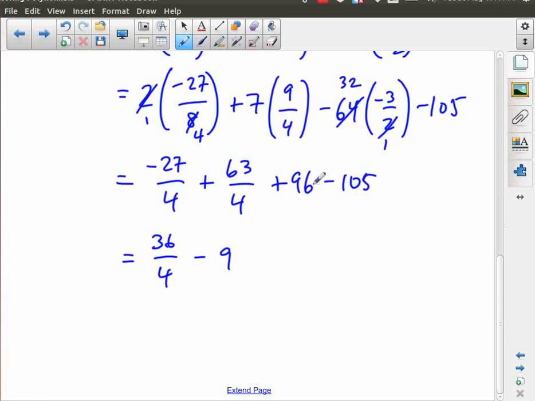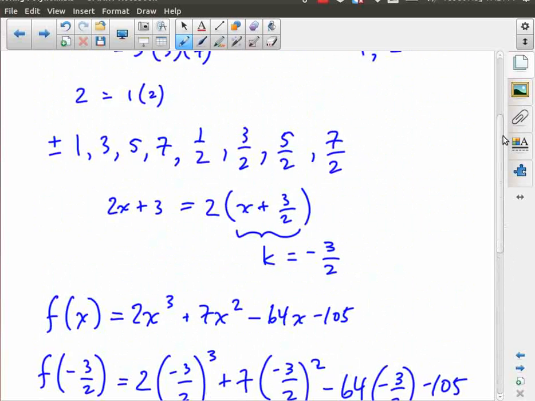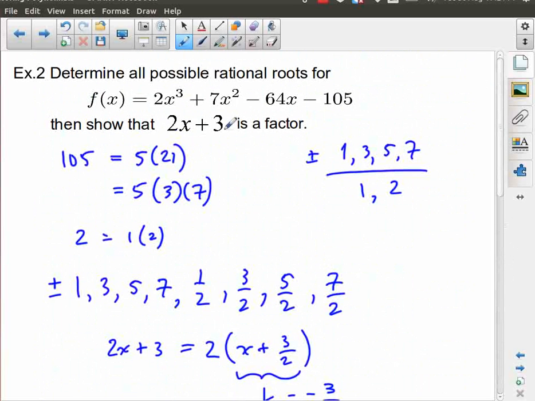Just make sure I've got that right. Yes. Okay, now 4 actually goes into 36. 4 goes into 4 once, and it goes into 36 9 times. And I end up with 9 minus 9, which is equal to 0, which is what I was trying to show in the first place. I wanted to show that 2x plus 3 is a factor, and I showed that using the factor theorem.